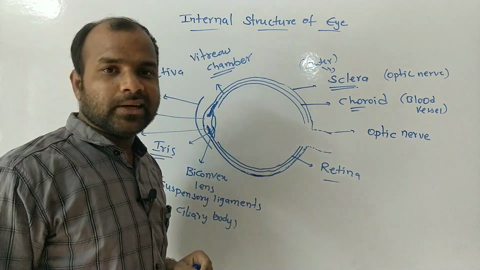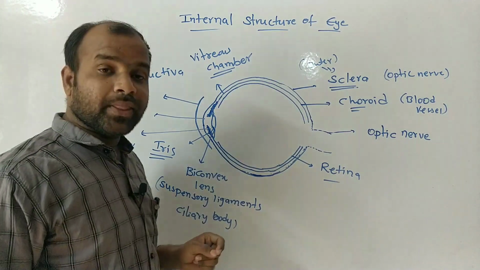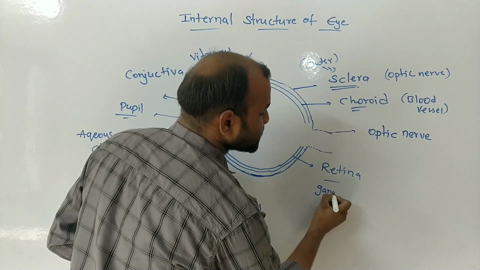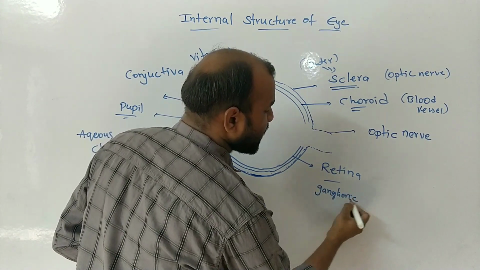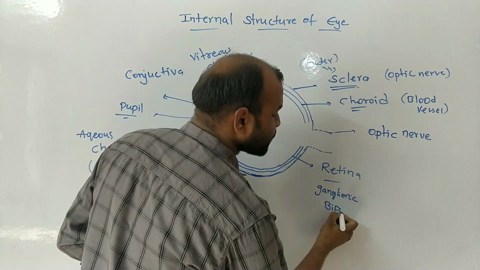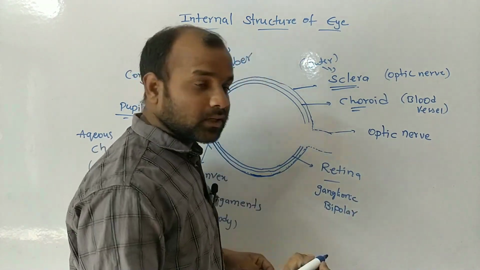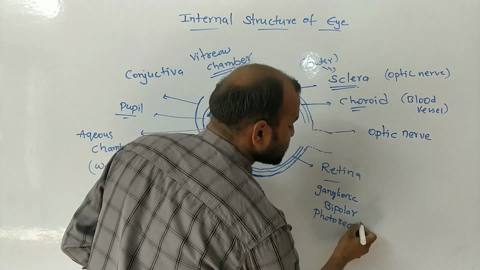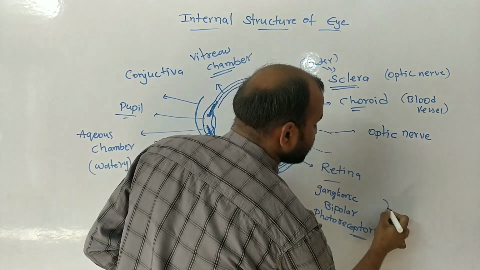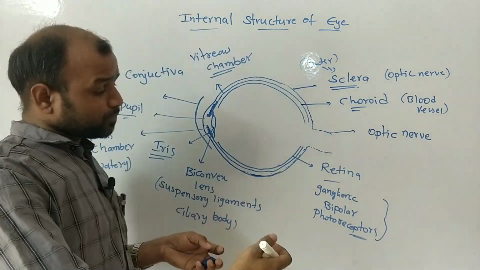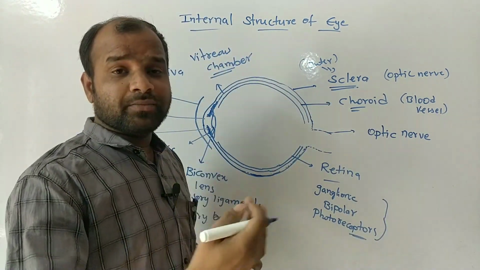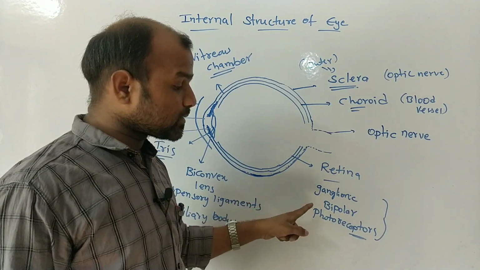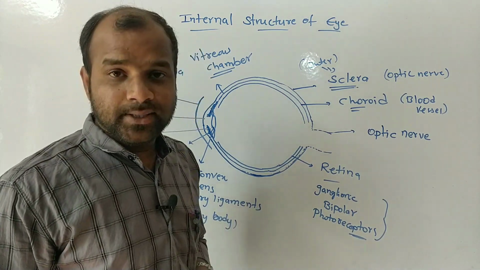In this inner layer, there are some receptor cells, called ganglionic cells, bipolar cells, and third, the photoreceptor cells. These different kinds of cells are helpful in the production of action potentials. Clear? So what are the cells? They are the ganglionic cells, bipolar cells, and photoreceptor cells.